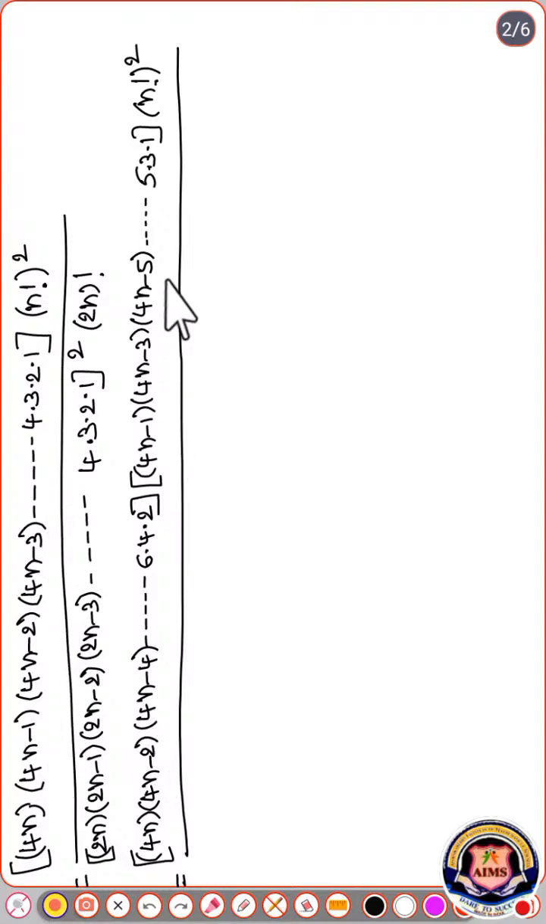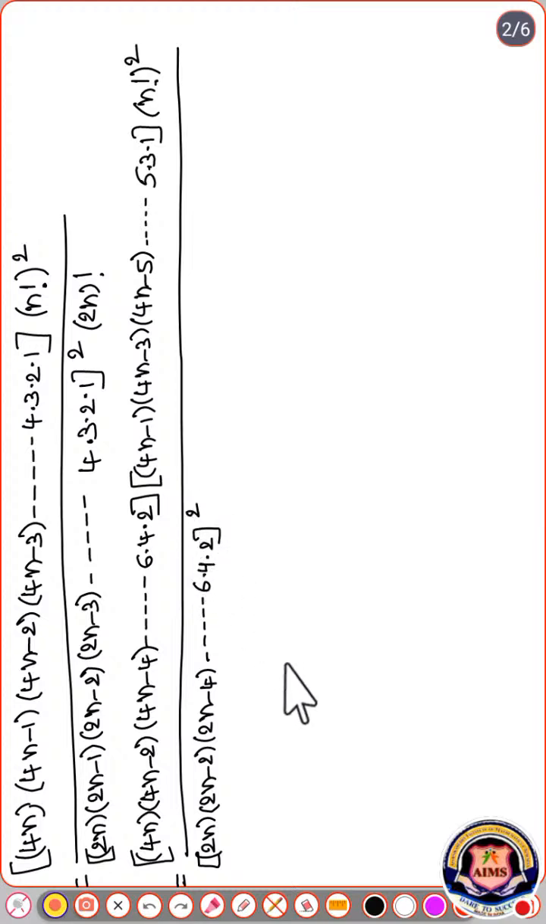Even numbers and odd numbers are separated. Coming to the denominator, also whole square as it is. Okay my dears, even numbers and odd numbers you have to separate them. So even numbers: 2n into 2n minus 2 into 2n minus 4, only even numbers and so on. Here even numbers 6, 4, 2, totally whole square as it is.